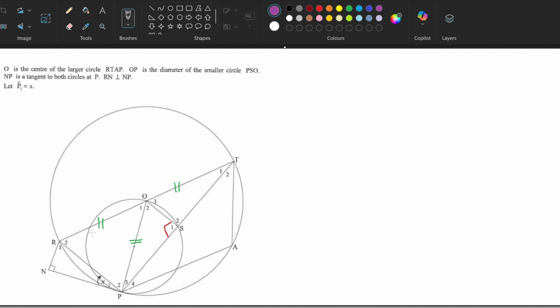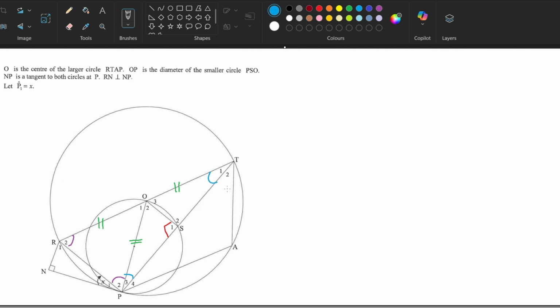We know that if we have a triangle that has two equal sides, we are dealing with an isosceles triangle. The base angles of an isosceles triangle are equal, right? So this simply means angle R2 is equal to angle P2. We can also see that we have triangle POT. Triangle POT is this one, and it's an isosceles triangle. Again, the base angles are equal. Let me use another color. So angle P3 is equal to angle T1, right?